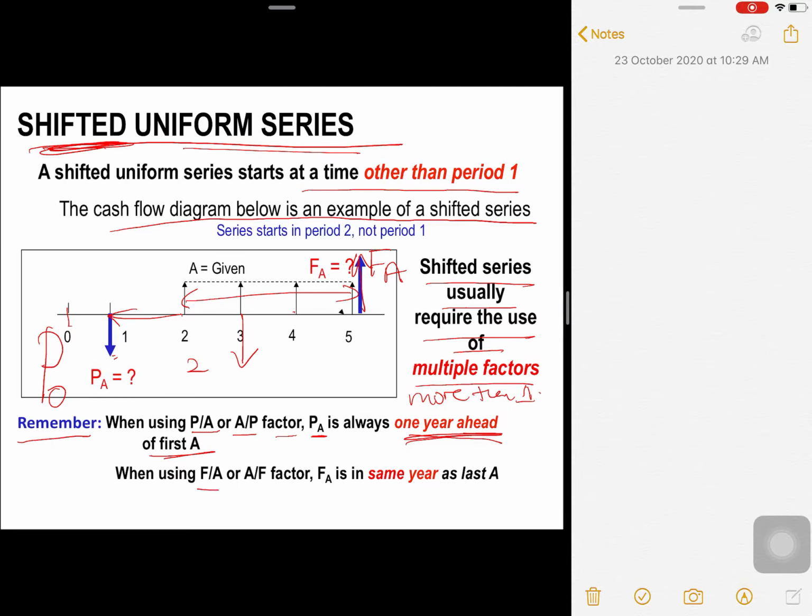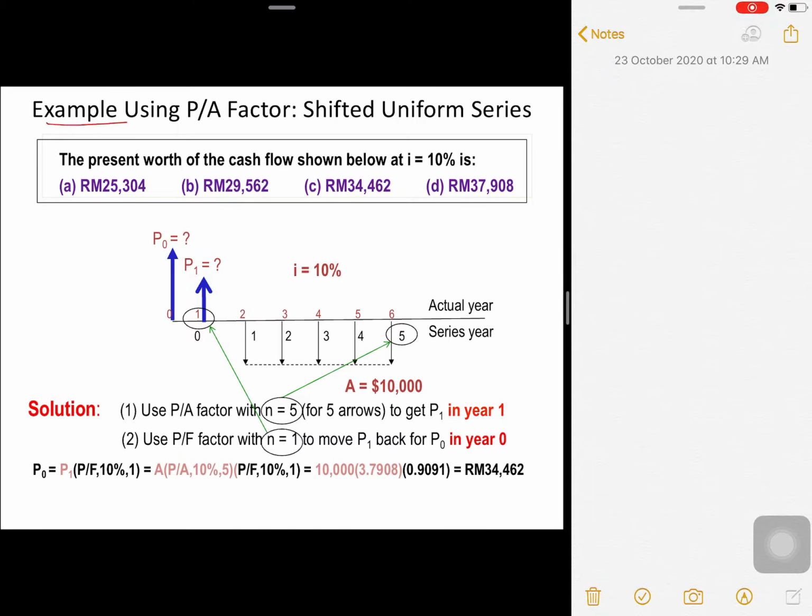On the second condition that you have to remember, when you use F of A or A of F, FA is in the same year as the last A. In this example, A finishes at n equals 5, so at n equals 5, that's where FA is situated. If n equals 4, then FA will be at n equals 4. We can always write FA at 4 here. So it depends on the situation of the questions.